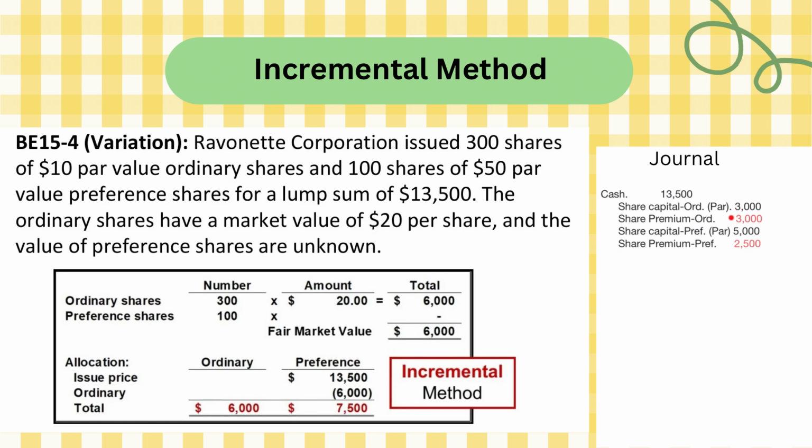Okay, so now I need to double check. I need to add the credit side. The total should be 13,500. So 3 plus 3 is 6, and 5 plus 2,500 is 7,500. So the total will be 13,500. Now again, if I have the fair value or the market value for the ordinary and for the preference, I'm gonna use the proportional method. But if I have the fair value for one of them, I'm gonna use the incremental method. Incremental, the differential. Incremental means difference.